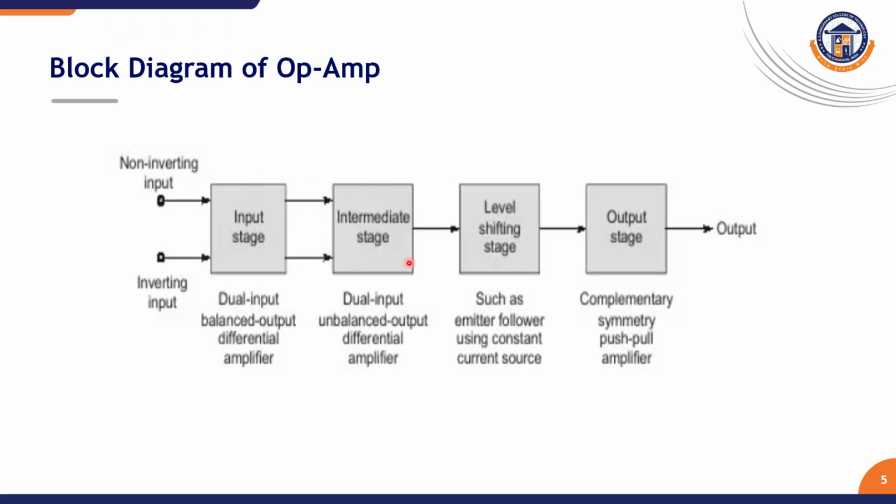The intermediate stage is a dual input unbalanced output differential amplifier. The output DC voltage of this intermediate stage is well above the ground potential. So the level shifting stage, the third stage, is used to shift this output voltage level to zero voltage with respect to ground. And the final stage is the output stage. Normally a push-pull complementary amplifier is used in this output stage. This stage increases the current supplying capability of the operational amplifier, as well as provides a low output resistance. So these are the four stages of the operational amplifier.